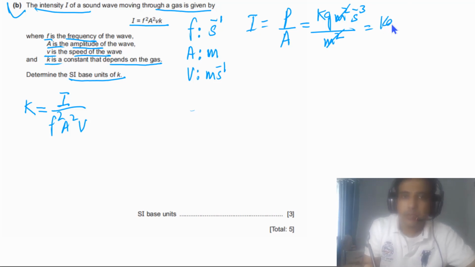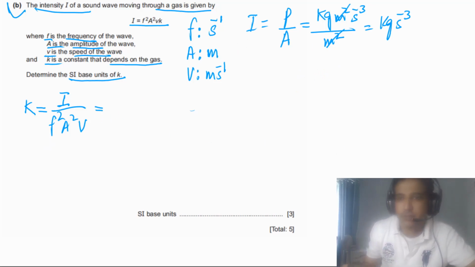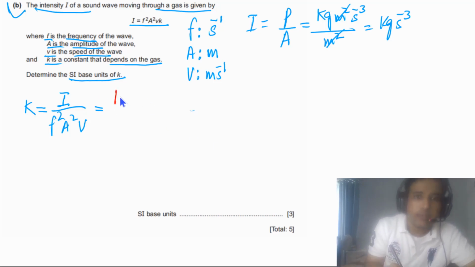So we can say kg per cubic second. This is the SI base unit for intensity. Now we simply need to plug in these units. For intensity we have kg per cubic second, and for frequency we have per second, but its power is 2, so this is s to the power of minus 2. For amplitude squared we have meter squared, and for the speed we have meters per second.